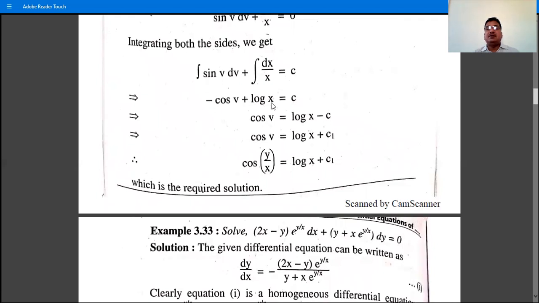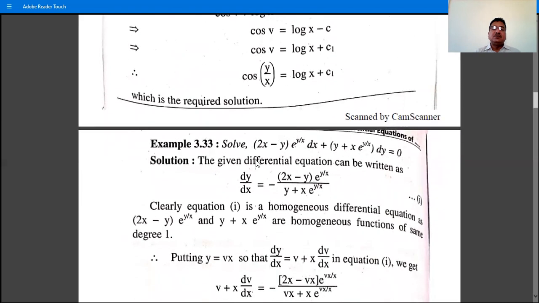after shifting this log x and changing the sign, we have cos v is equal to log x minus c, and cos v is equal to log x plus c1. Suppose minus c as c1, a new constant, and then substitute v as y by x. So cos y by x is equal to log x plus c1. Or just substitute here in this step v as y by x. So minus cos y by x plus log x is equal to constant, is the final answer, the required solution or general solution of the given differential equation.